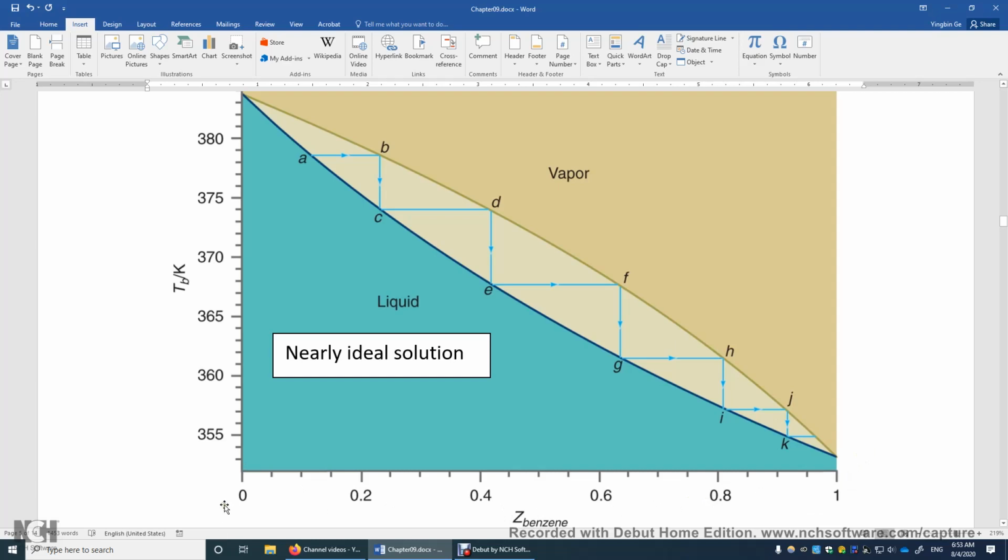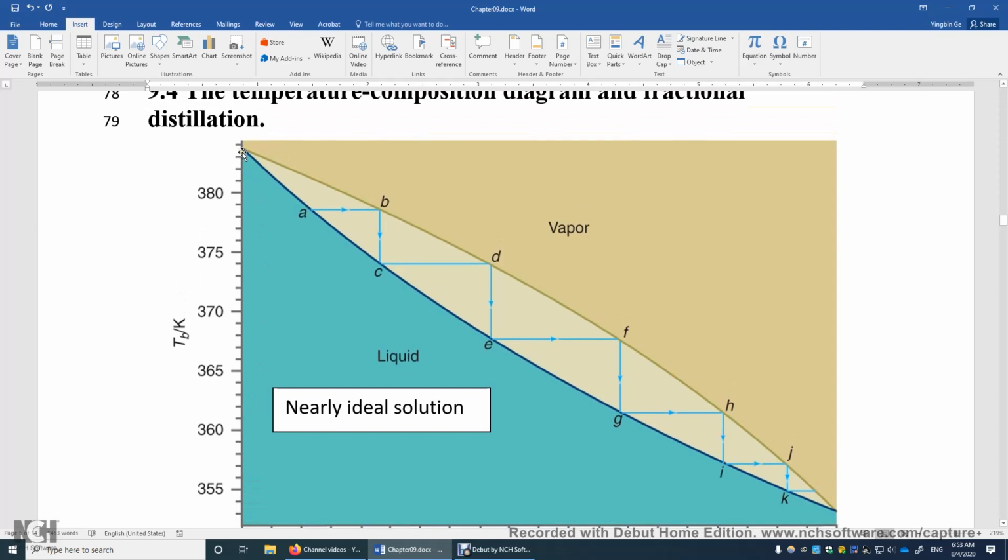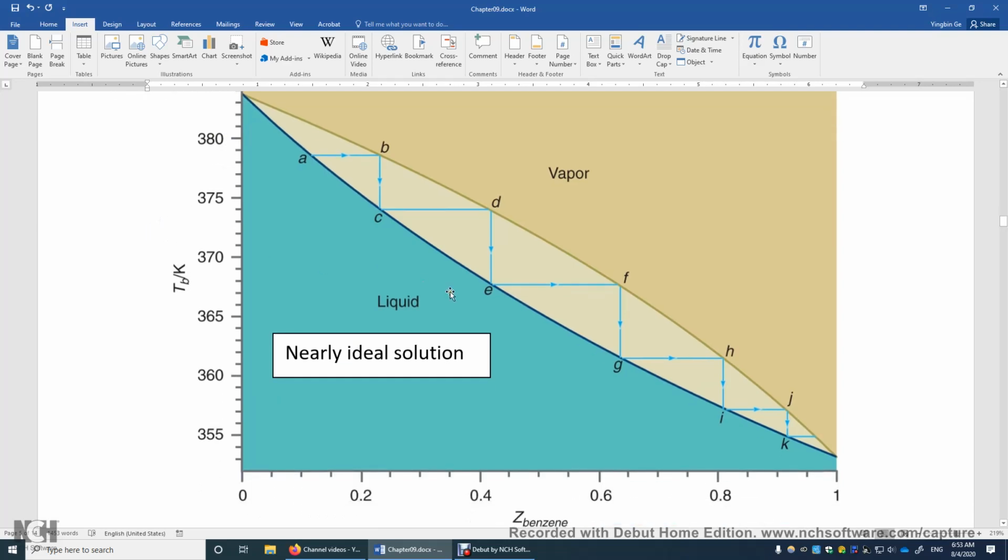By looking at this phase diagram, we can get the boiling point of pure benzene, which is over here. It's roughly 353 Kelvin. That's 80 degrees Celsius. What about toluene? Toluene has a much higher boiling point over here. It's 385, so that's 112 degrees Celsius. Now let's look at this TZ diagram.